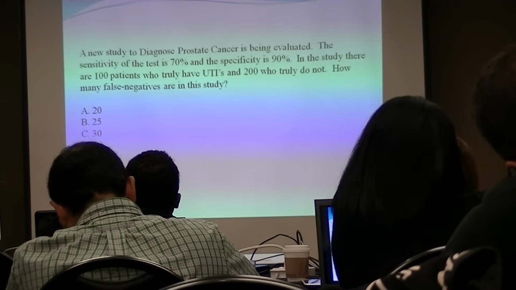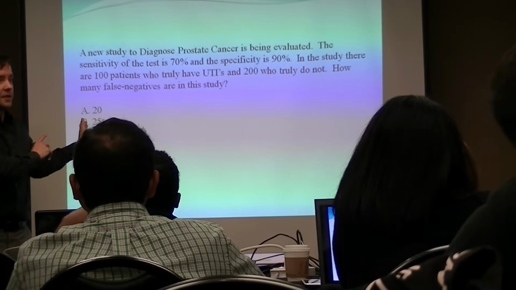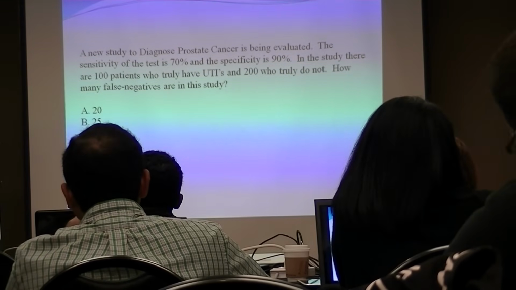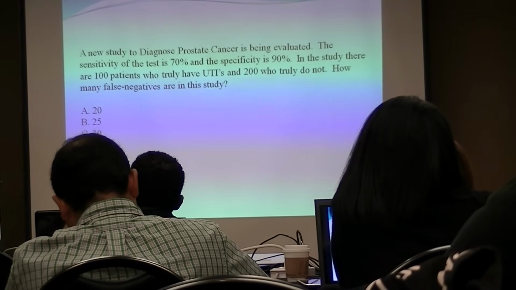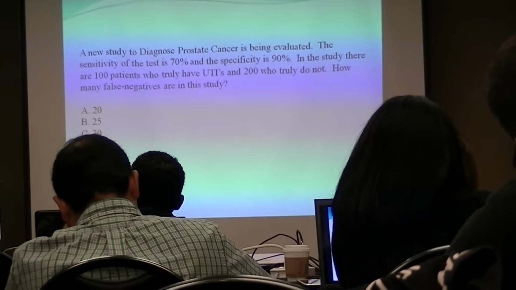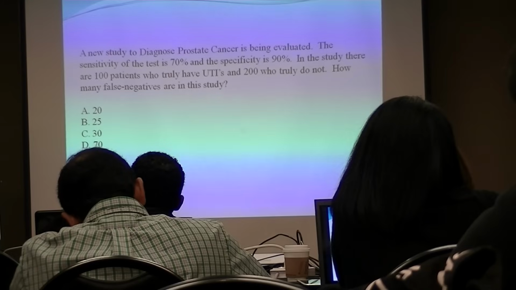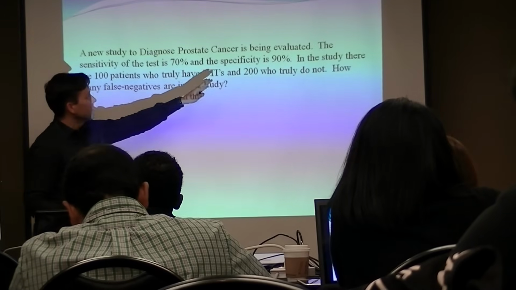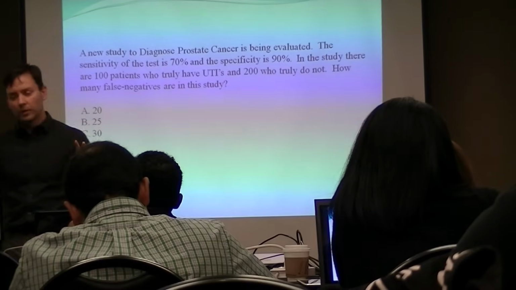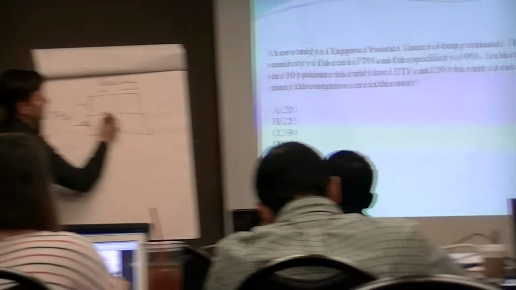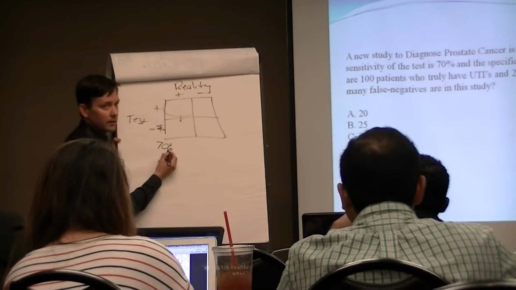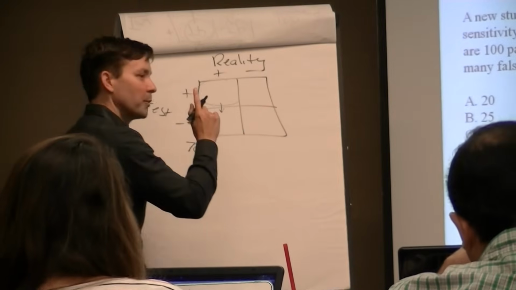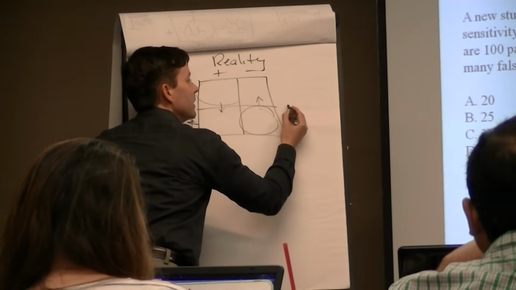But I want to keep going on to the next level because this is another way they're going to show you this question. But you turn it into a 2x2 table. Always tell yourself, what do I know? When you're totally lost, you say, what do I know? I know what a table is. I know when the top goes reality. I know when the side goes test. Negative, positive. A new study diagnosed prostate cancer being evaluated. The sensitivity of the test is 70%. So what they're telling me is that this guy going down is 70%. I can put that there. The specificity is 90. Where's specificity? He's right here going up. He's 90%.